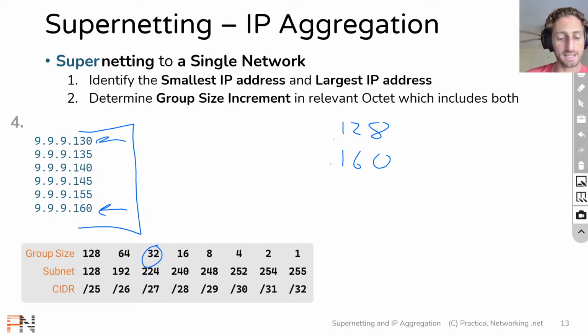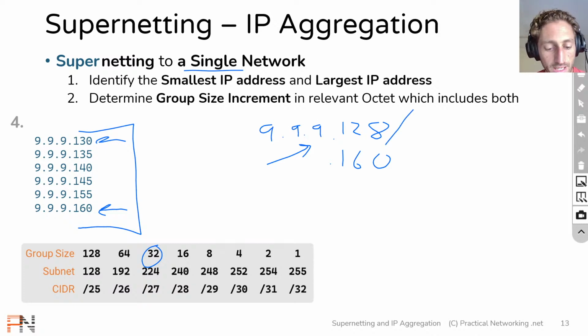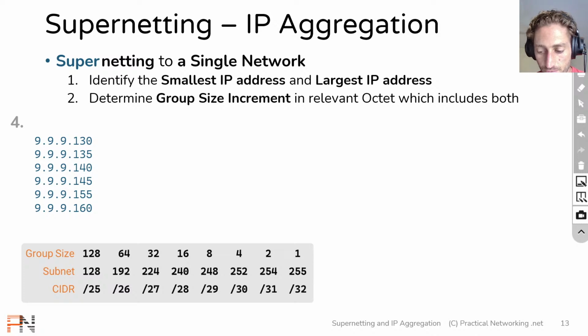And you'll notice all six of those IP addresses fit in this range, which means the answer to summarize these into a single network is going to be 9.9.9.128/27. Oh, I did not mean to erase that so quick, but either way, it's on YouTube, so you can always just back up and see the answer again.